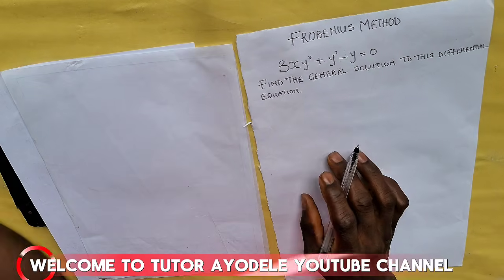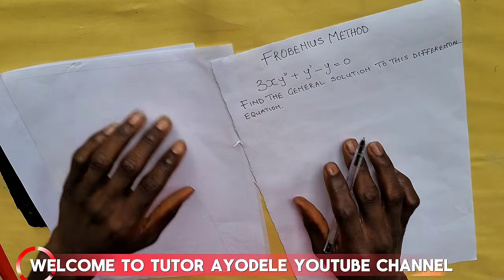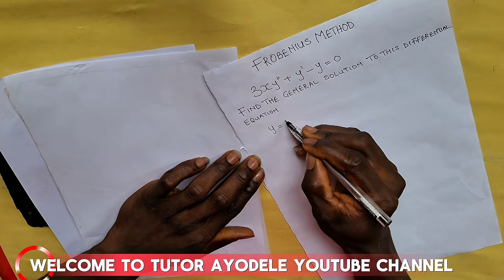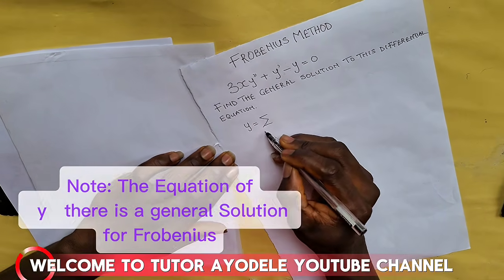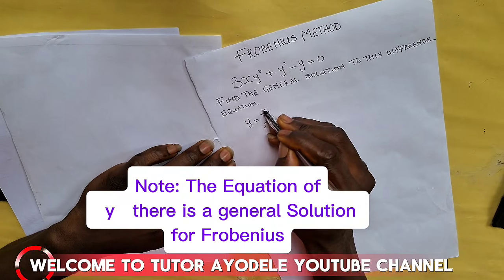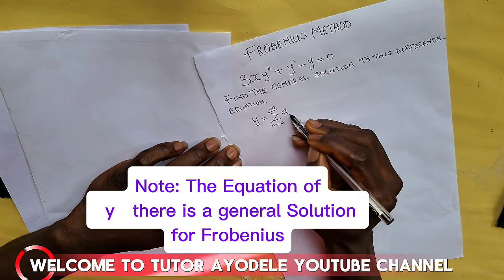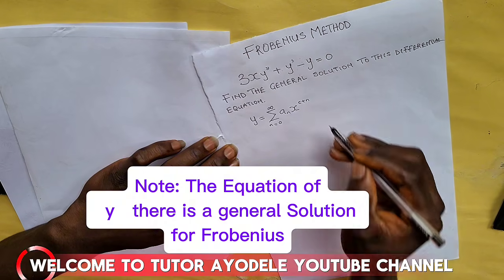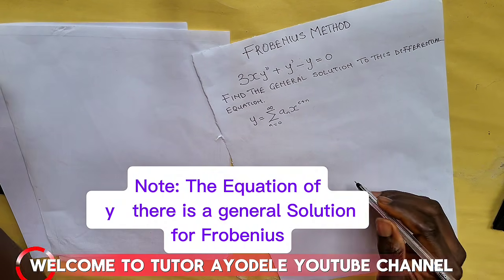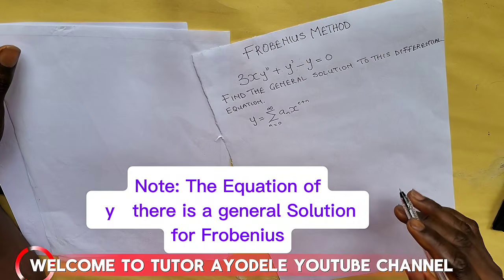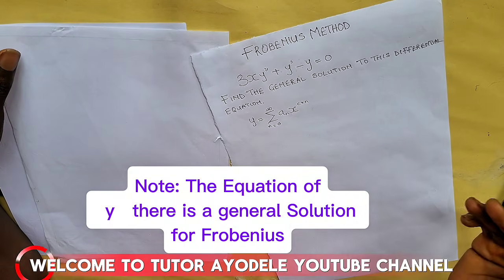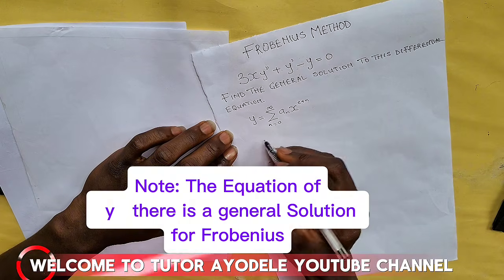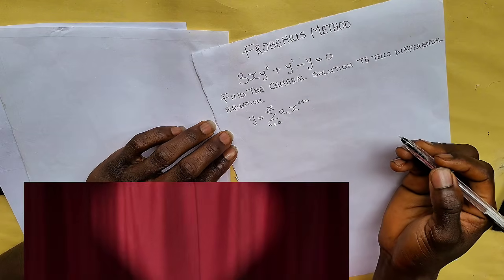So using Frobenius method, y is equal to the summation from n equals 0 to infinity of a_n x^(c+n), where c is a constant and n is from 0 to infinity. Okay, so if this is y, what will be y prime?